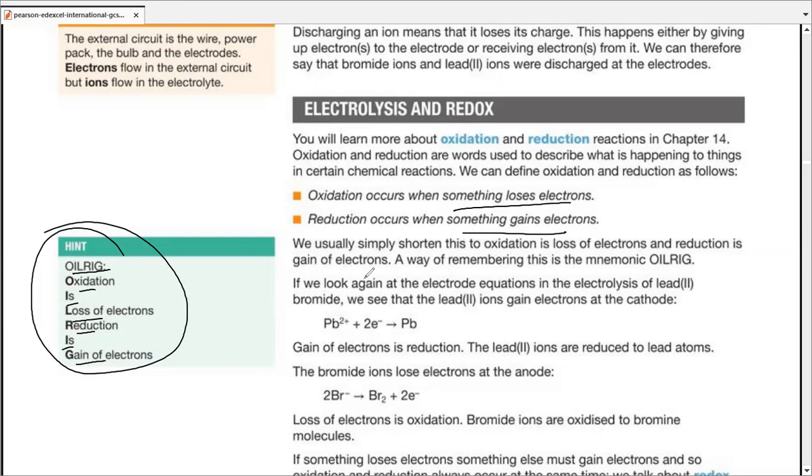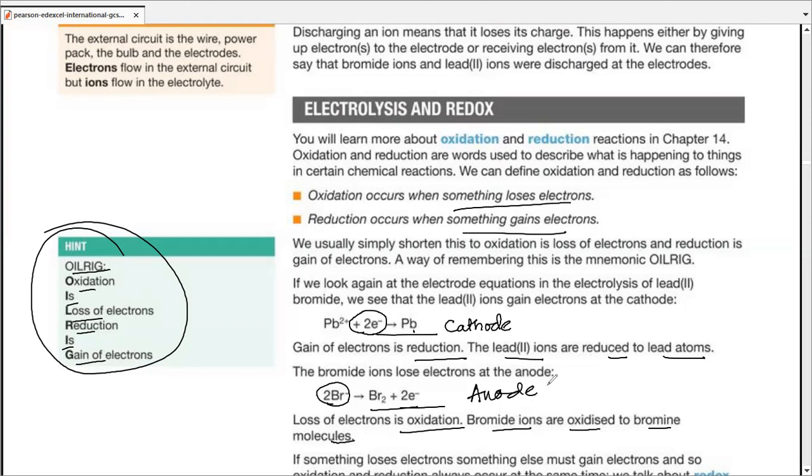Now, in our case, the reduction happened at the cathode and the oxidation happened at the anode. Right? Why? Because this is a gain of electrons. The positive ions gained electrons to become neutral, so reduction. The negative ions lost their extra electrons to become neutral, hence oxidation. So lead-2 ions are reduced to lead atoms, and bromide ions are oxidized to bromine molecules. Make sense?